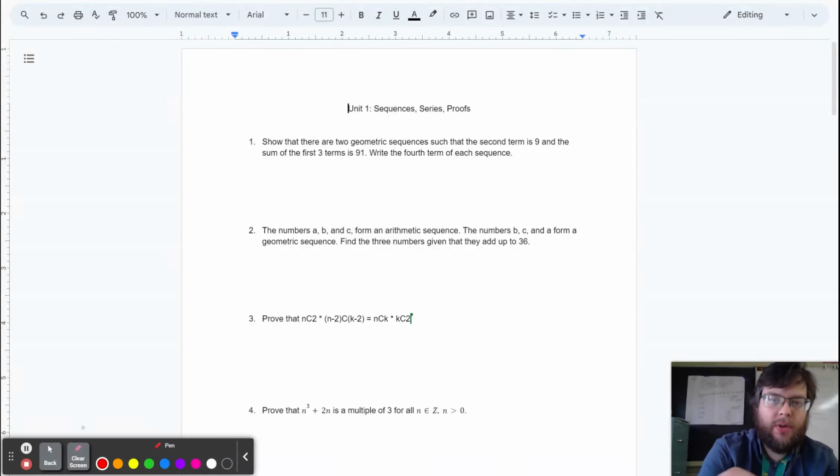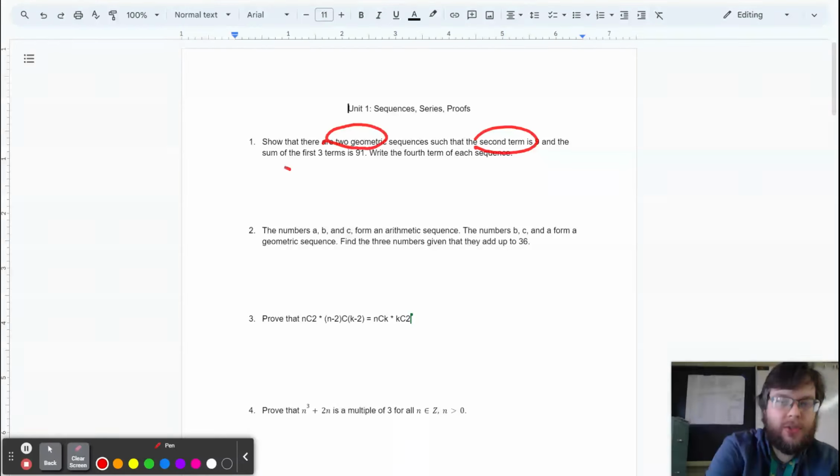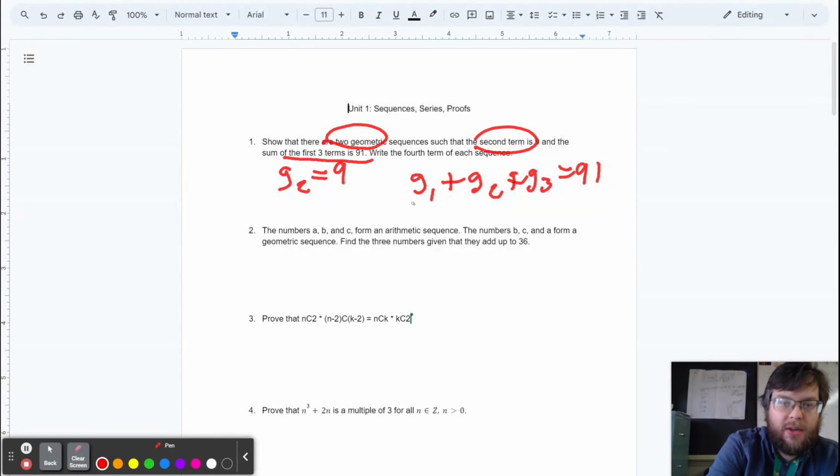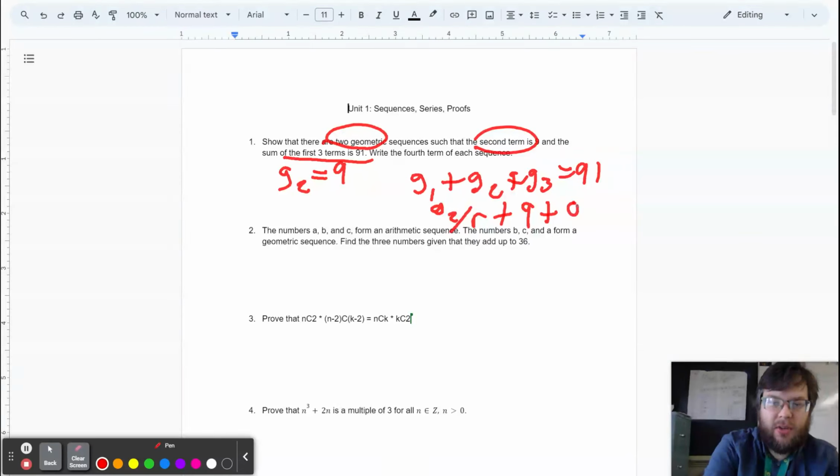So we're going to show there are two geometric sequences. The second term is 9, so we know that G2 is 9. And the sum of the first three terms is 91, so G1 plus G2 plus G3 is 91. Okay, that's great. So then I know that I can write G1 as G2 divided by the common ratio, and G3 is G2 times the common ratio.